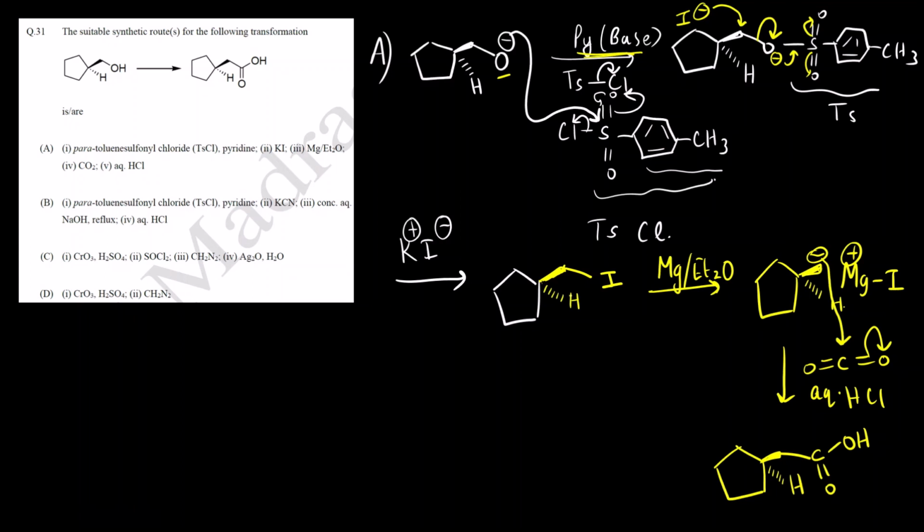Then this alkyl iodide will form a Grignard reagent on reaction with magnesium in the presence of Et2O, diethyl ether, which is a solvent. Then the Grignard reagent will undergo nucleophilic addition with carbon dioxide, and after workup we get the final product. So option A is correct. Option A is one of the answers. Now let us see the second one.